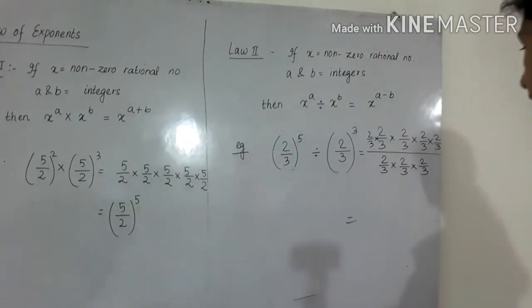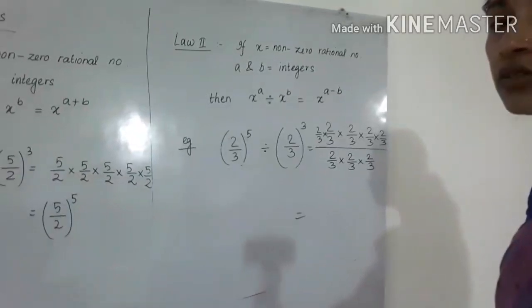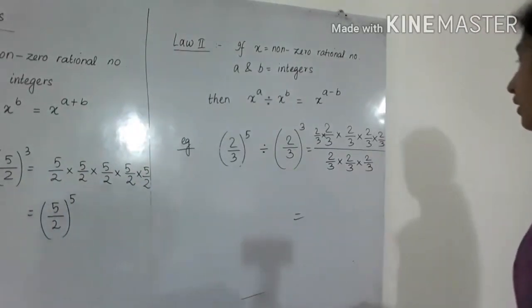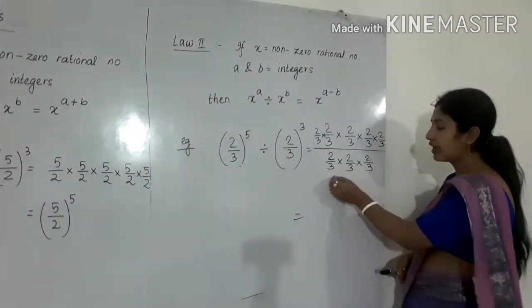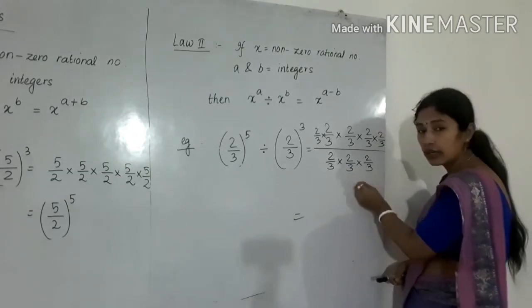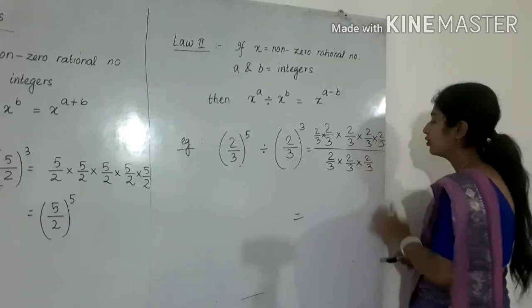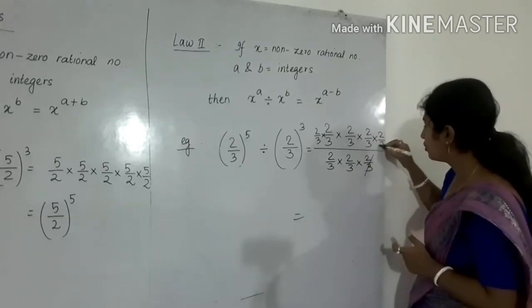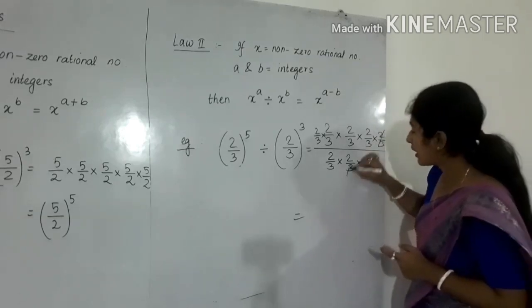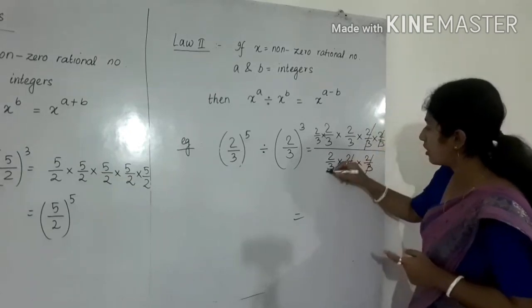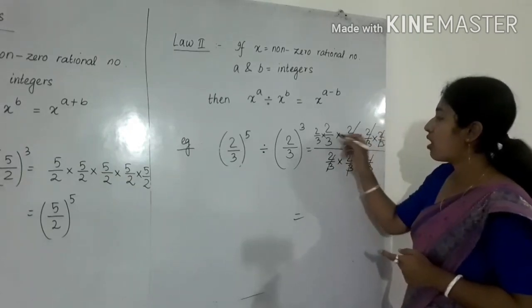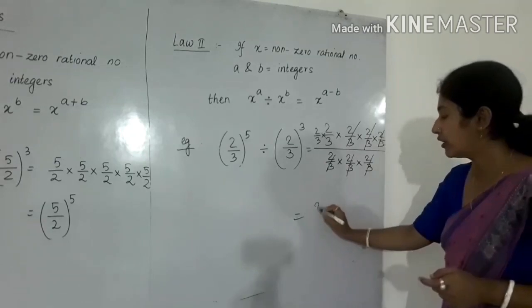See properly. What will happen now? As you see in the denominator, we have three 2 by 3s, so we can cancel them with the numerator. The first 2 by 3 gets cancelled, the second 2 by 3 gets cancelled, and the third 2 by 3 gets cancelled. So how many 2 by 3s are remaining? Only 2.